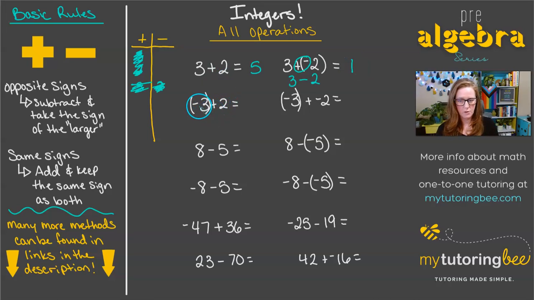Let's try another one. Here we have negative 3 plus 2. So the 3 has a negative sign in front of it. That's going to go in the negative column. The 2 has the plus sign in front of it, so that's going to go in the positive column. Again, we have our numbers in opposite columns, so we're going to subtract them, starting with the highest number, 3 minus 2 gives us 1. And this time, since the 3 is the higher number, that's going to be in the negative column, then our answer is going to be negative.